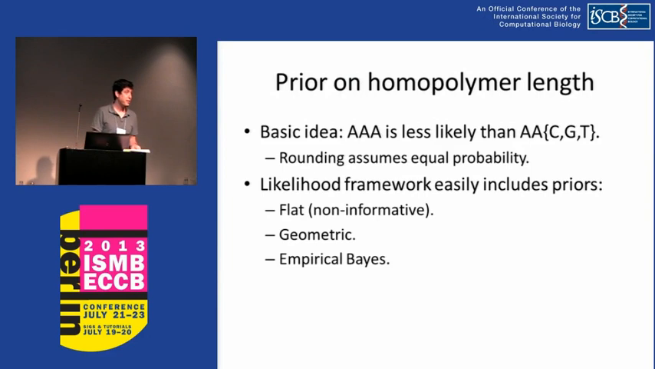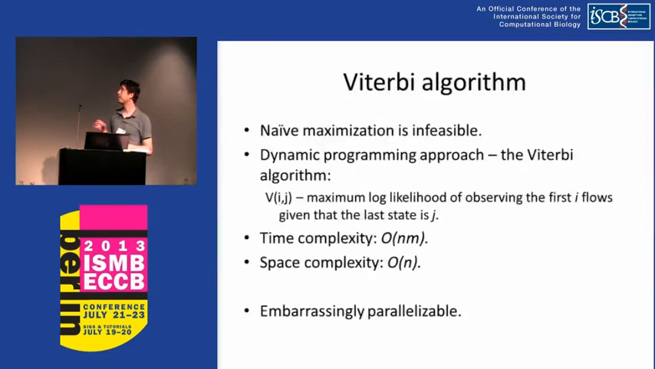So once you have a likelihood framework, instead of this ad hoc rounding algorithm, you can plug in any prior you want. You can plug in a flat prior, which is equivalent to rounding. You can do the geometric prior, which is what has been done by 454. And you can plug in an empirical base prior where you estimate the distribution of homopolymers from the data and then feed that back into your algorithm. So it's a really flexible framework.